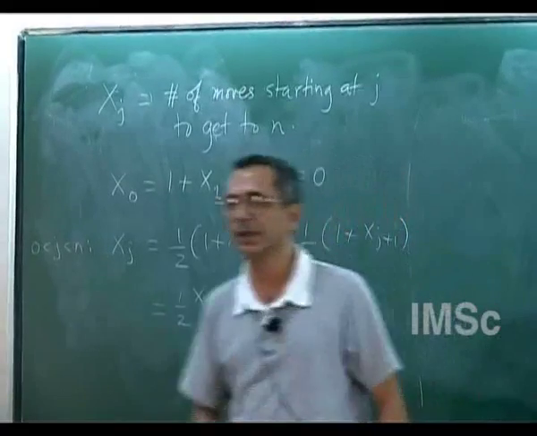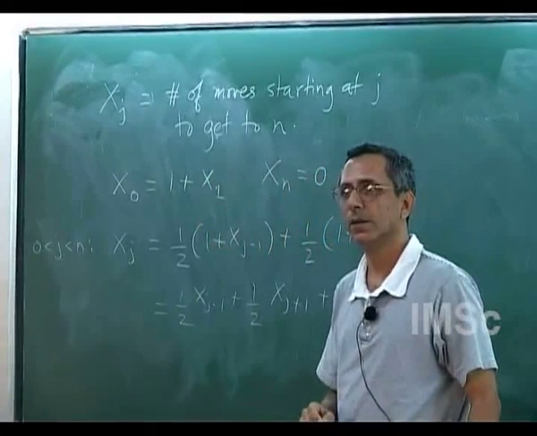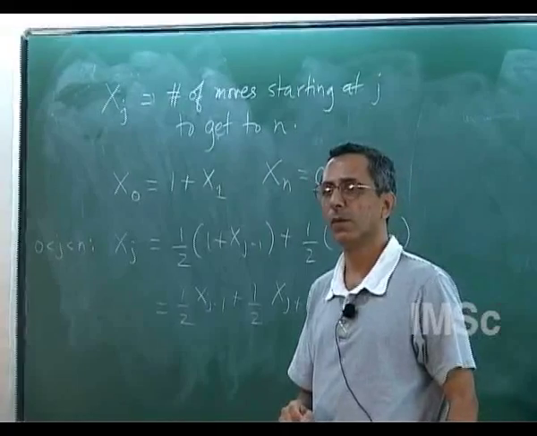Shouldn't the second part be x(j+1) minus 1, half of x(j+1) minus 1? Why?